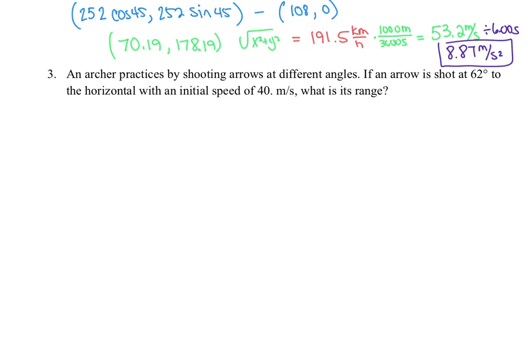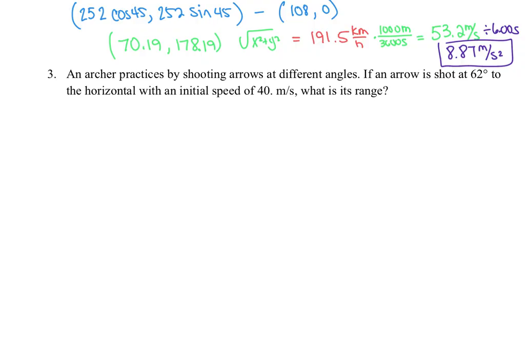If an arrow is shot at 62 degrees to the horizontal with an initial speed of 40 meters per second, what is its range? If they do not give you an initial height, you're going to assume ground level. Or at least, in this case, you can assume that where he shot is the same distance as the target, potentially. I don't know what, but they didn't give me an initial height, so we're going to assume ground to ground. All right?